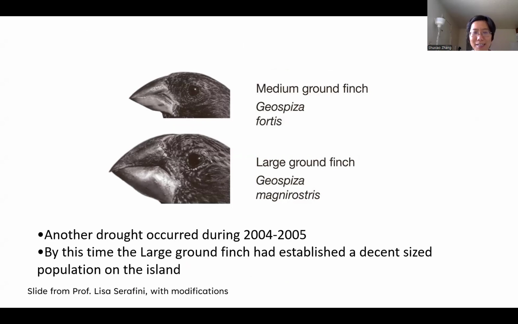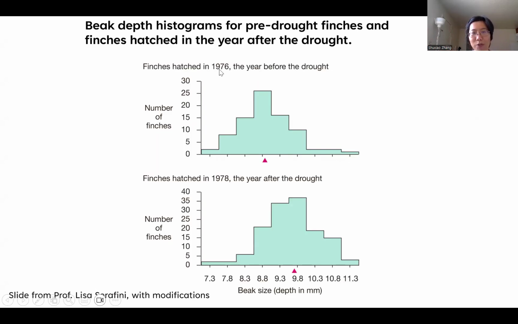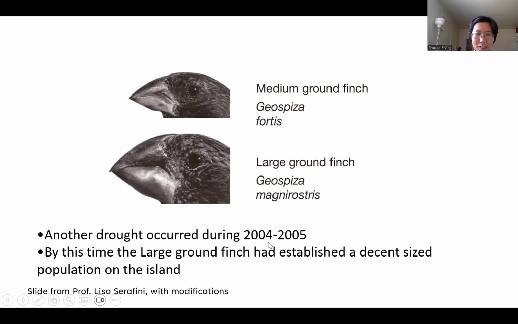And again, because the environment constantly changes, there is another drought that occurs, so they can repeat this experiment, right, to see whether or not this can be validated. And in science, we always want to validate things as much as possible. And by this time, in 2004, because remember, the previous experiment is in 1976, it's been a while, right? So now in 2004, there has been a pretty well-established population of these finches with large beaks at this point. And so you gradually have separation of the population into the small beak and the large beak.